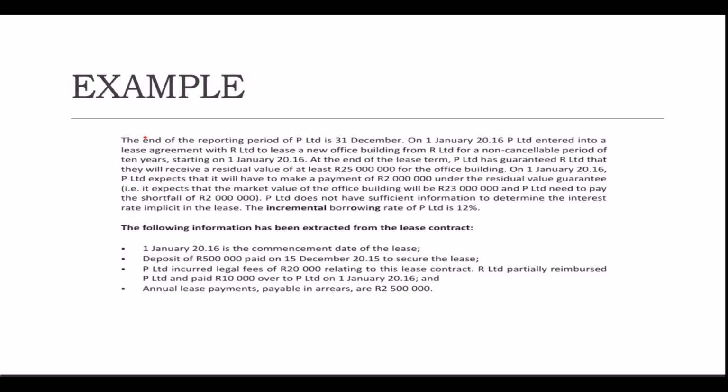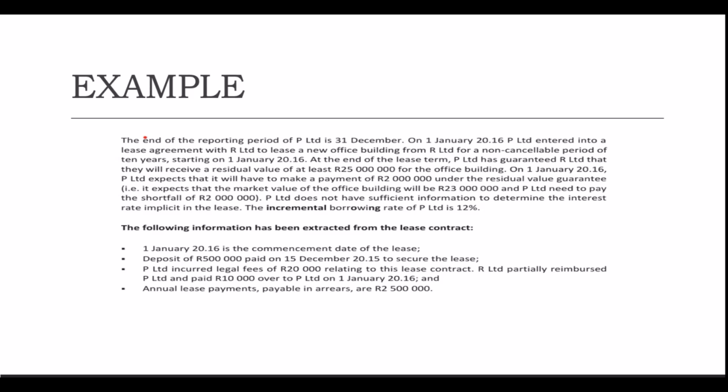1 January 2016 is the commencement date of the lease. Good. Deposit of 500,000 paid on the 15th of December 2015 to secure the lease. There was a deposit of 500,000 paid on 15th December to secure the lease. Who paid this deposit? Okay. P Limited incurred legal fees of 20,000 relating to this lease contract. R Limited partially reimbursed P Limited and paid 10,000 over to P Limited on 1 January 2016.